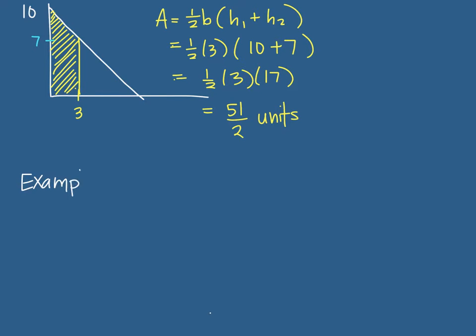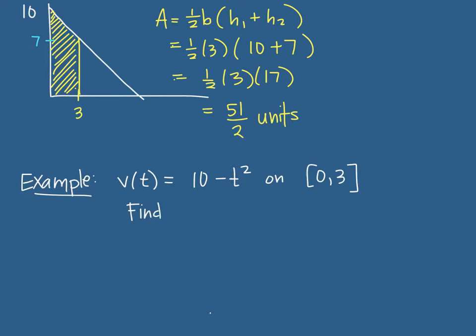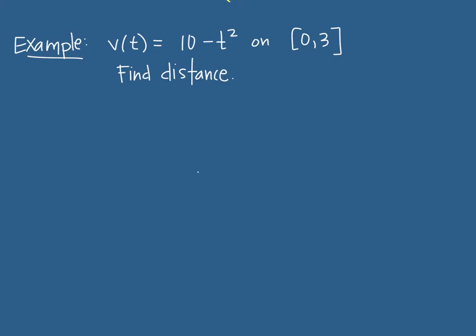All right, here's another velocity graph. So let's say the velocity graph is 10 minus t squared on the same interval, 0 to 3. Find the distance. Okay. So we're going to think about that geometrically again. 10 minus t squared.